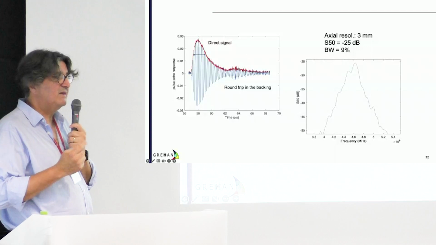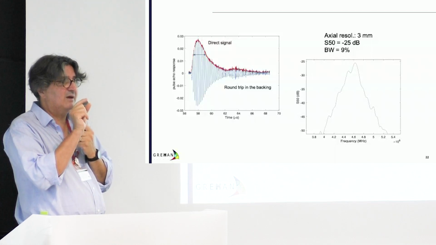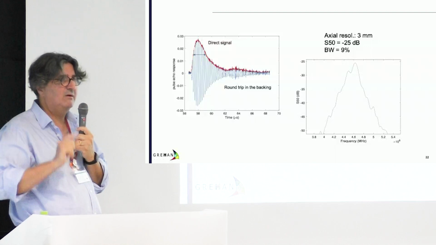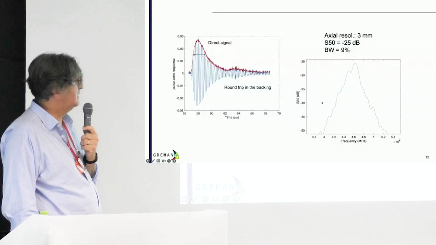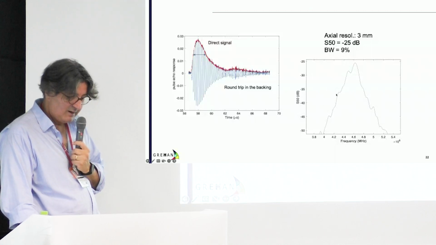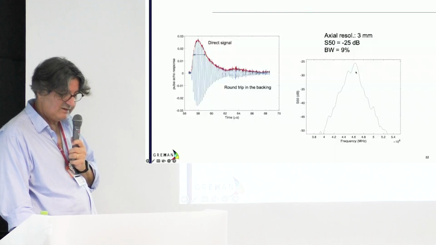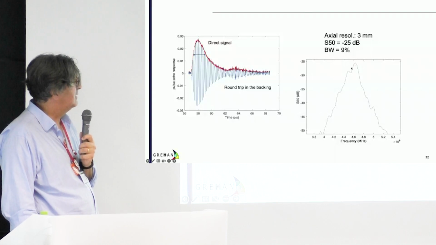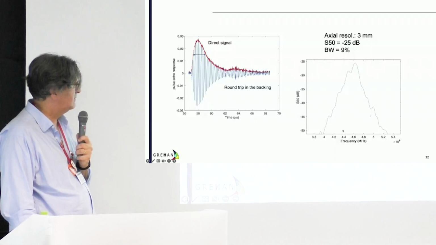So it means that we have only 1 centimeter thick material. It is clear that a thicker backing material would be nice. You can look at the frequency spectrum and the sensitivity. Here, the sensitivity is close to minus 25 dB. And the bandwidth of the transducer at minus 6 dB is 9%.